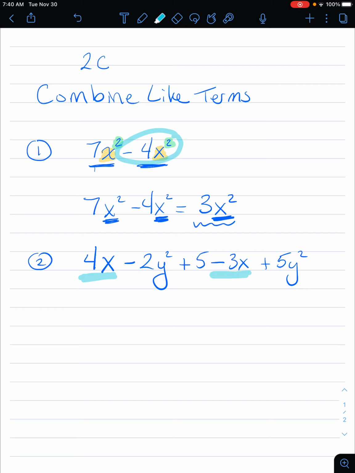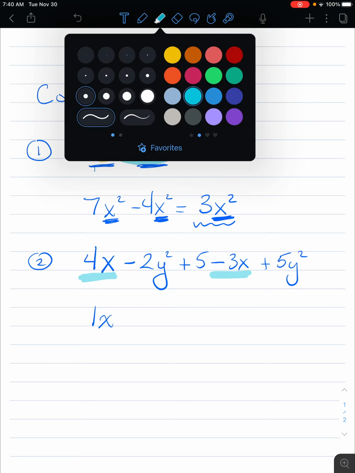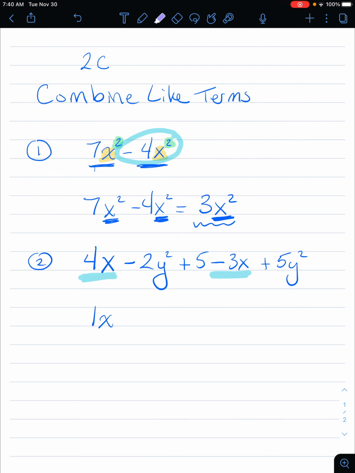Now we want to remember that's a negative 3x. So a positive 4 plus a negative 3 is going to give us 1x. And you don't have to write the 1 there, but you can. All right, now let's go ahead and see if we have any other like terms. So I have a negative 2y squared and a positive 5y squared. So these both are like terms. They both have the same variable to the same exponent. A negative 2 plus 5.